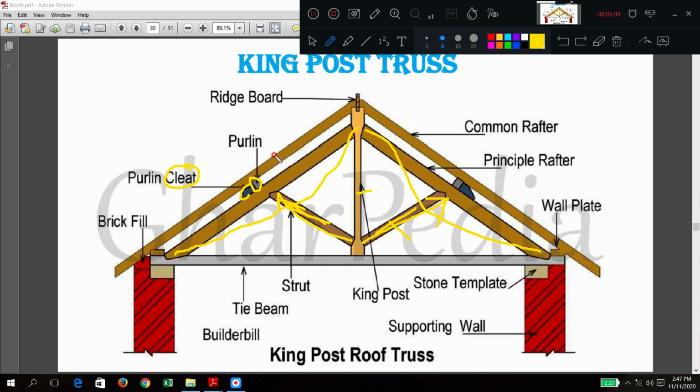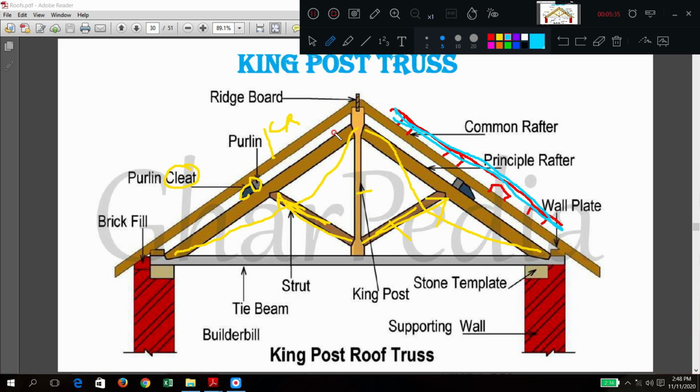Above the purlin you have what? Common rafter. Above the purlin you have common rafter. And here above the common rafter there should be battens, and it is not marked here. There are batten plates or batten runners, and above the batten runners you have sheets. You have GI sheets. That is the GI sheet covering. That is very important.